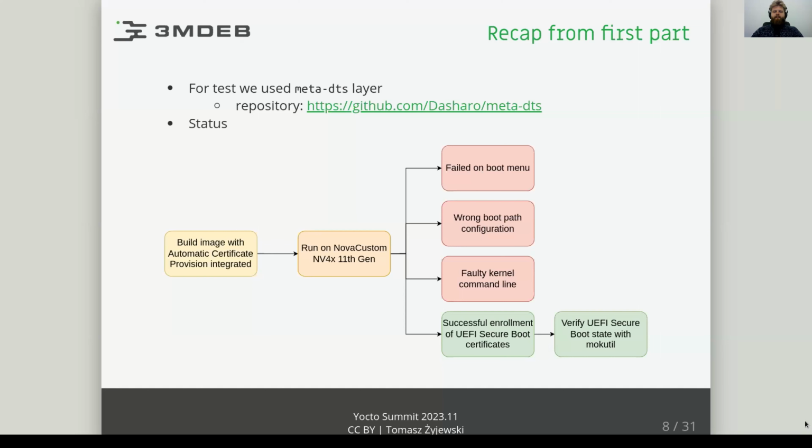The first one failed on some errors with the boot menu because the correct GRUB entry could not be received. Next, we had some wrong paths in the configuration files that we needed to update. Then, after we successfully provisioned our certificates in the UEFI BIOS, we found out that there were some problems with the command line, which allowed us to boot our signed image. And at the end, we successfully first enrolled the certificates and then also booted our signed image with the corresponding private keys, and verified the UEFI Secure Boot state using the mokutil utility.